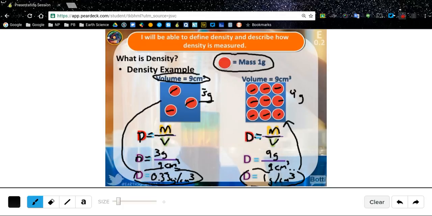If you look up here, there's a lot of space between those molecules, so the density is a lot less. That sums it up. That's how you solve for density using this first example.